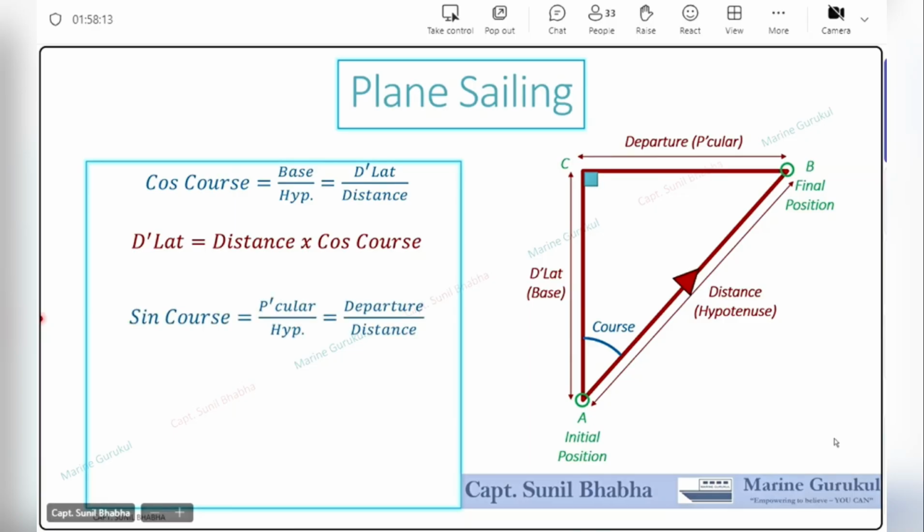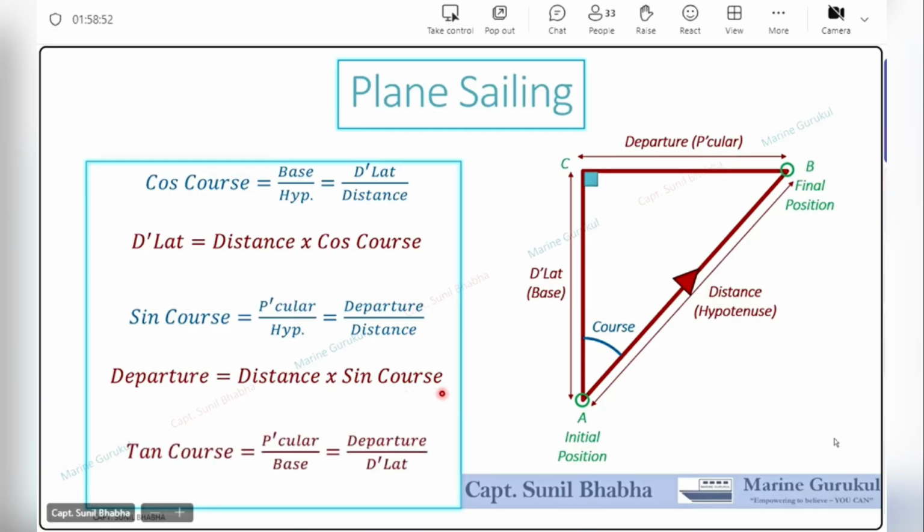Let us apply the second trigonometric ratio now, which is sine of course. Sine of course is given by perpendicular upon hypotenuse. Perpendicular in our case is the departure, hypotenuse is the distance. The sine course ratio gives us our second formula. The distance was in the denominator, it is taken to the other side, giving us the second formula for plane sailing: departure is equal to distance sine course.